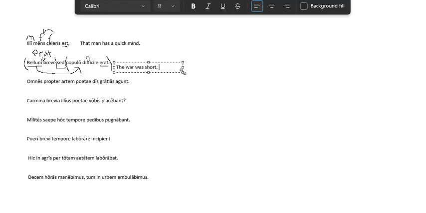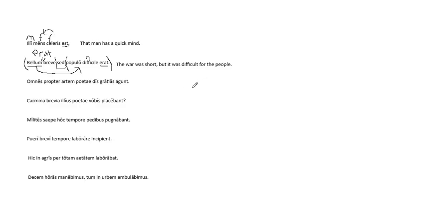Difficile is nominative, so it's the predicate adjective, that's the thing that describes the subject in the linking sentence. Populo could be dative or ablative, but the only uses for the ablative on its own that we know of are about means or instrument or time. Populo is neither, so it must be dative. We can translate this as "for the people," and call it the dative of reference with adjectives. It answers the question, who is the war difficult for? Well, it's difficult for the people. So, our final translation is, "the war was short, but it was difficult for the people."